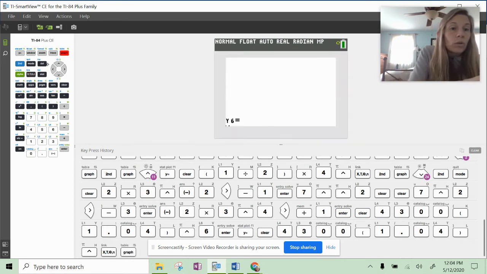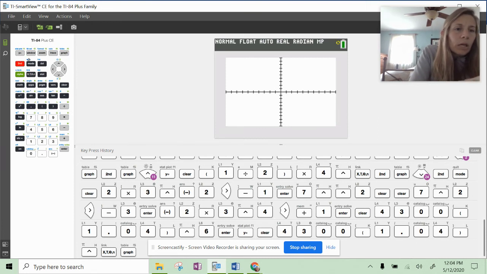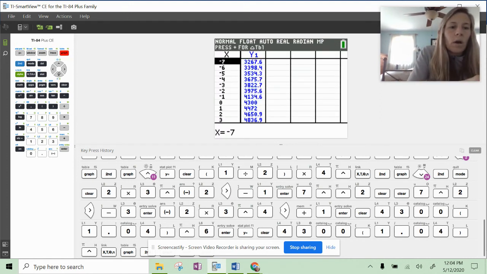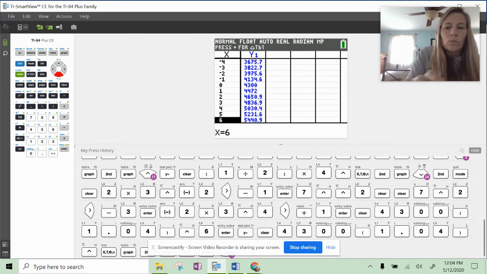So then you go to your graph, you see what it looks like, but go to your table. Come on, second graph, get our table. Okay, so now obviously time can't be less than 0. So at 0, we had 4,300. If we go to 6 years later, which was 1996, we see our number, 5,440, and they just rounded it to 90 cents.